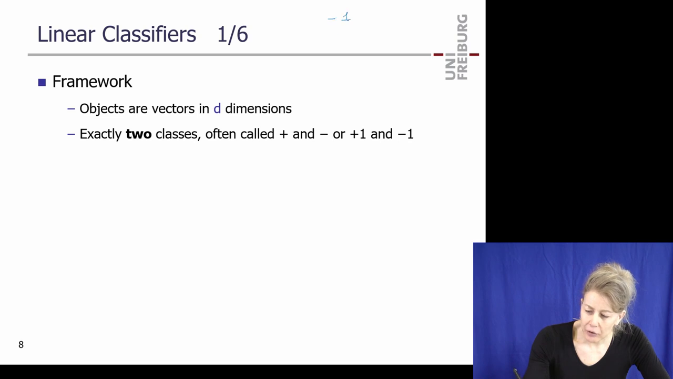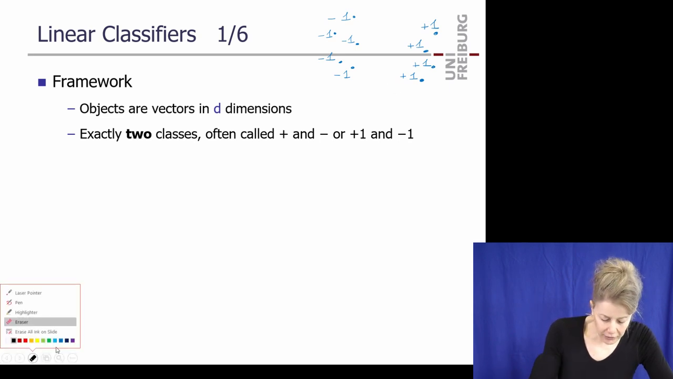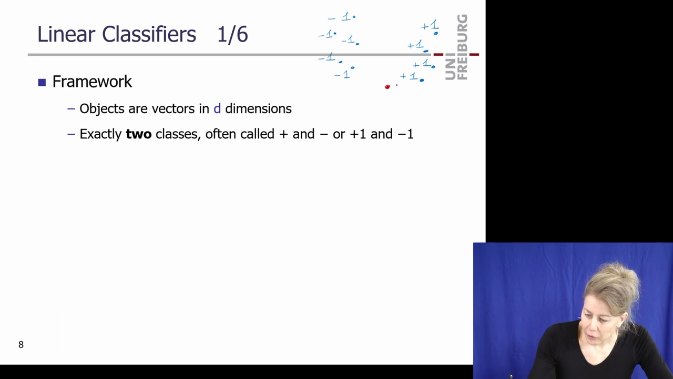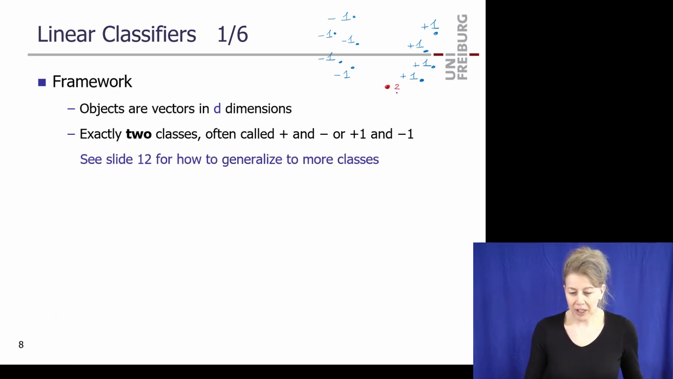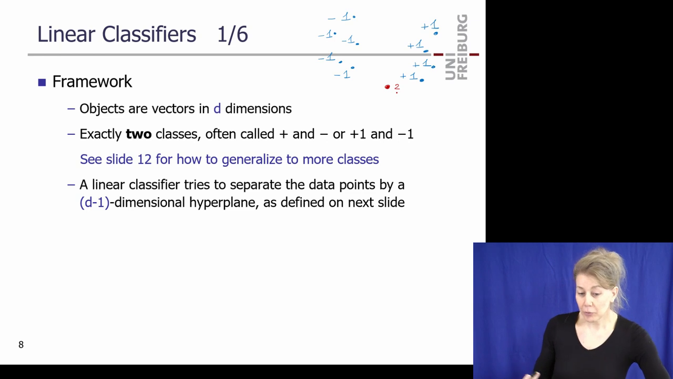Let's say I'm in 2D, and here I have some points with the minus one label. And here I have some other points in 2D, and they have the plus one label. I just write the label beside each point. Now I have another point here, in red, and the question mark is: should this get plus one or minus one? I will talk about how to generalize this to more classes, but not today, just two classes today.